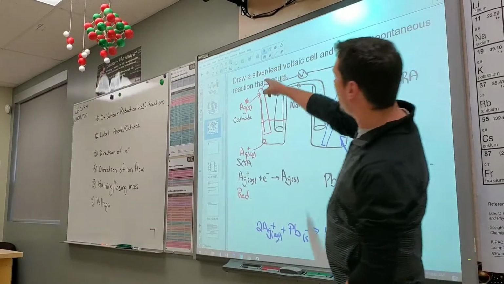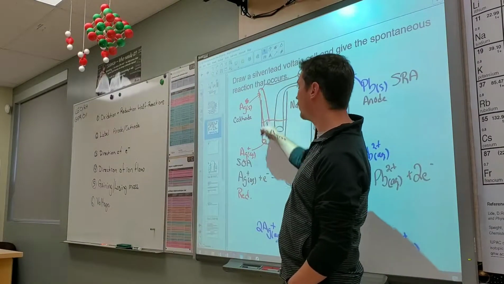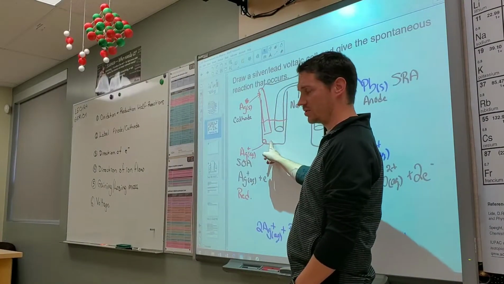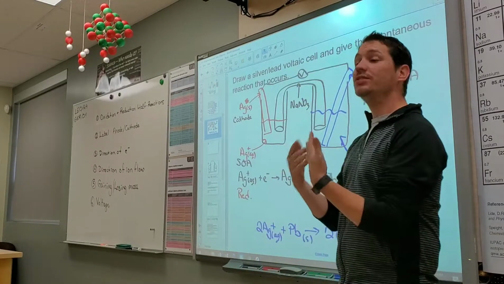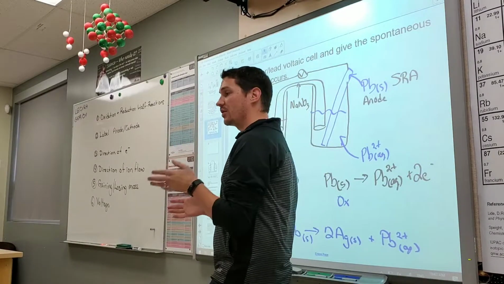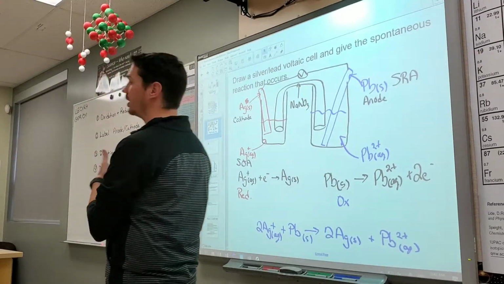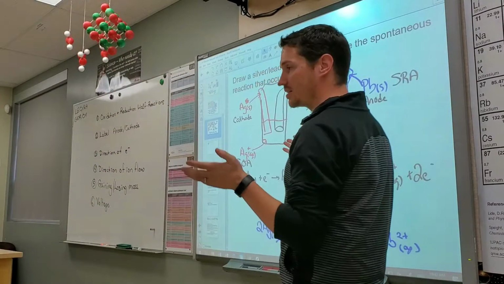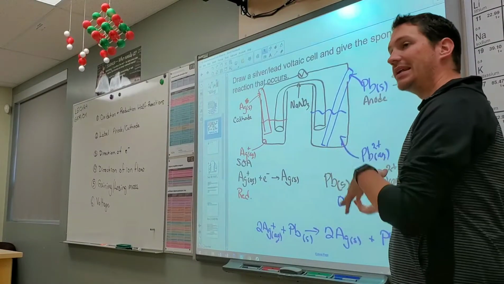So draw the silver lead voltaic cell. One side is silver. If you put silver metal in here, what solution should you put in there? Silver ions, right? So typically that's silver nitrate. The reason we use nitrate is because all nitrate compounds are highly soluble. So silver nitrate is highly soluble. It can dissolve in water really well. Lead(II) nitrate is highly soluble.